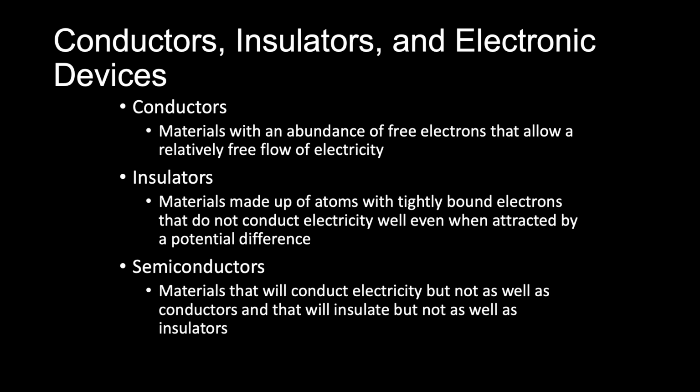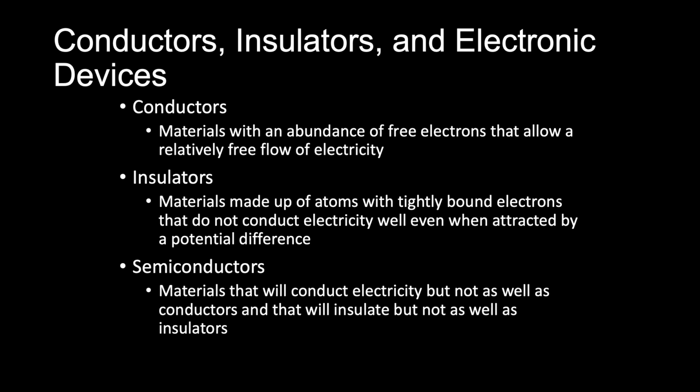Conduction and insulation. These are properties of elements and materials that we use every day. Conductors are those materials with an abundance of free electrons that allow a relatively free flow of electricity. Copper typically is a conductive material. Its valence electrons are relatively free and will readily move to the conduction band. This will allow a free flow of electricity.